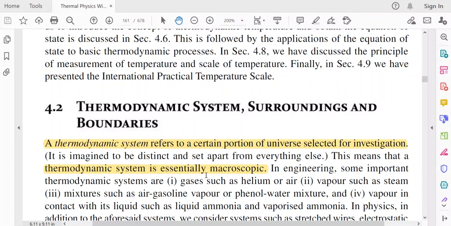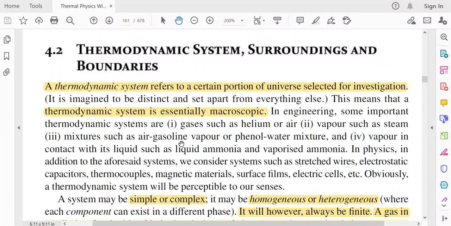Now, what are examples of thermodynamic system? In engineering, some important thermodynamic systems are gases such as helium or air. It may be vapor such as steam. It may be a mixture such as air-gasoline vapor or phenol-water mixture, and vapor in contact with its liquid such as liquid ammonia and vaporized ammonia. So all these are examples of thermodynamic systems which are important in engineering application.